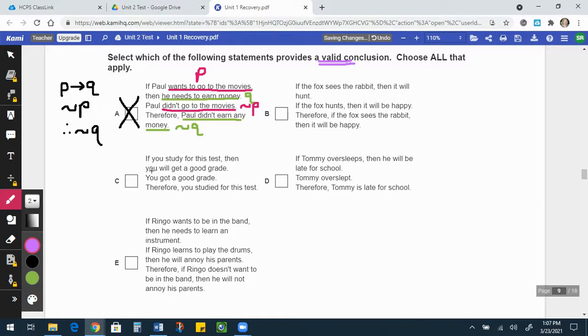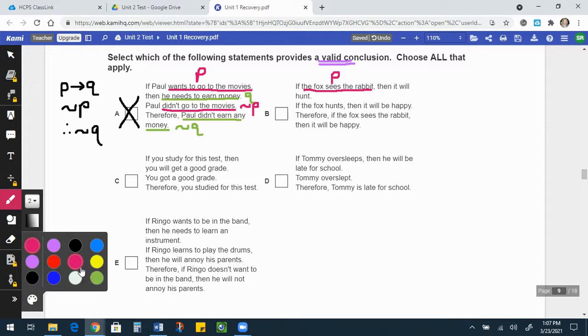All right, so that's all we're going to do. We're going to label our arguments. You're going to go check in your notebook and see if it matches, and then we'll put the answer. All right, part B. If the fox sees the rabbit, then it will hunt. All right, so the fox sees the rabbit is P. It will hunt is Q.